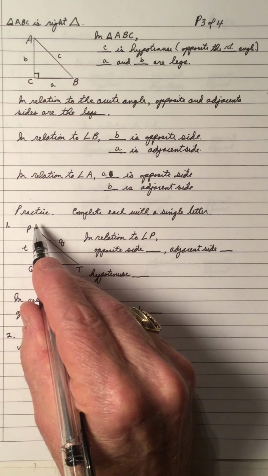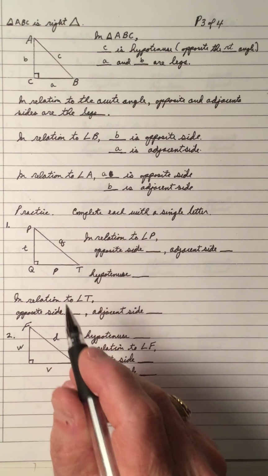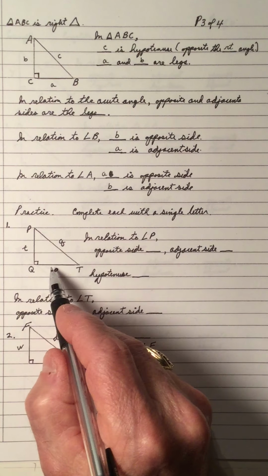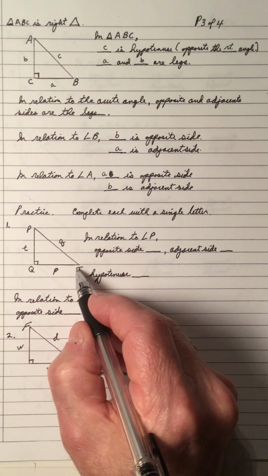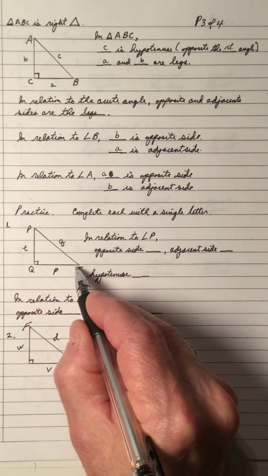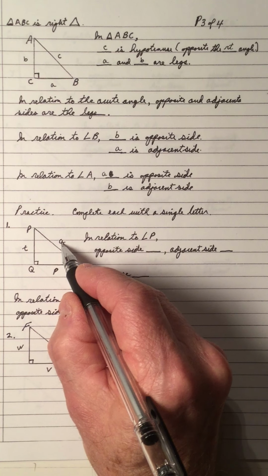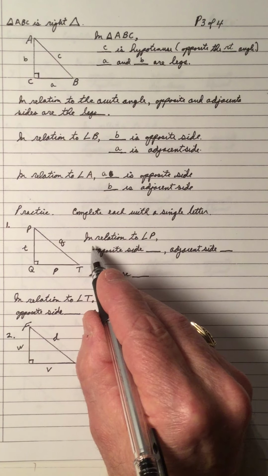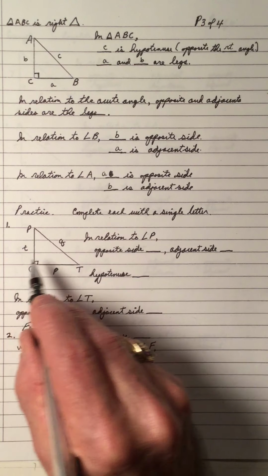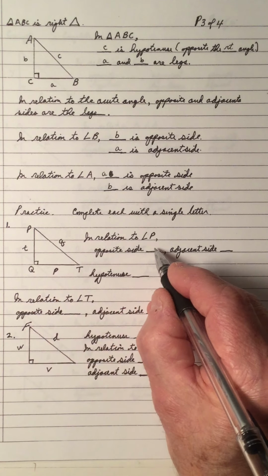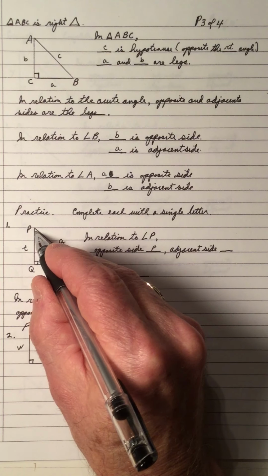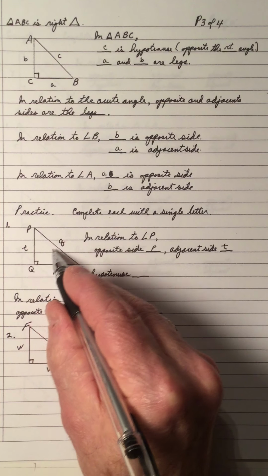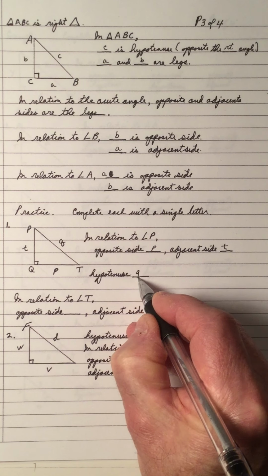Let's continue. Practice completing with a single letter. So you pause the video, work out the answers, and press play to see if you're right. In this triangle, notice angle PQT. So the small letter t is opposite the angle. The small q is the letter opposite angle Q. And small p is opposite angle P. In relation to angle P, the opposite side is across from P. In relation to angle P, the adjacent side is t. And the hypotenuse is q, opposite the right angle, Q.